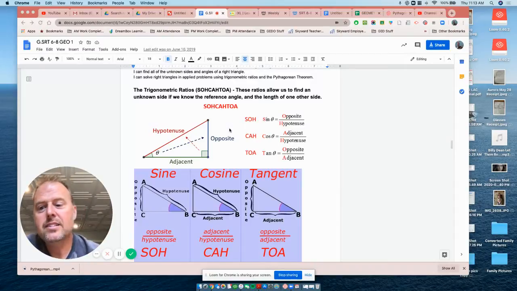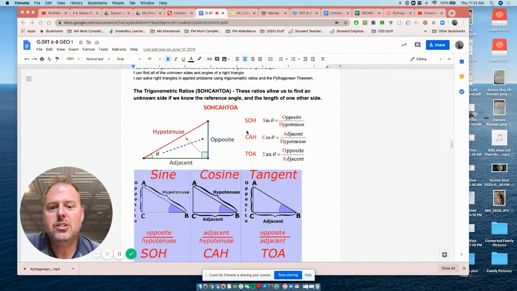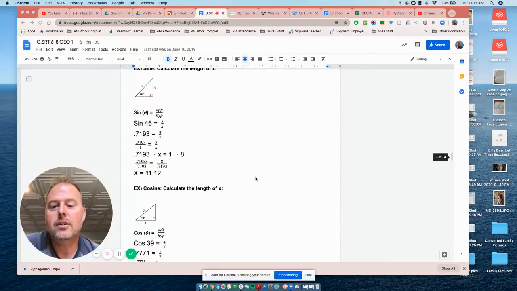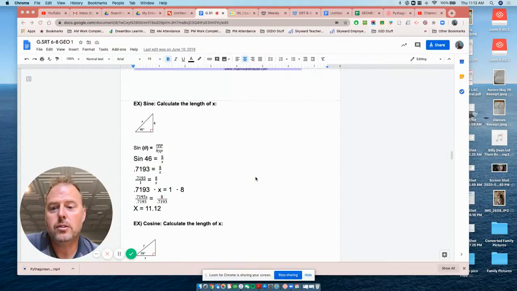So if I want to find sine, I need to take the opposite leg divided by the hypotenuse. If I'm looking for the cosine of the angle, I'm looking for the adjacent leg divided by the hypotenuse. And if I need the tangent of the angle, I need the opposite leg divided by the adjacent leg. Again, you can find this anywhere on Google. It exists everywhere, but just have it somewhere where it's easy for you to find, so when you do the calculations on this assignment, you can find it pretty quickly.